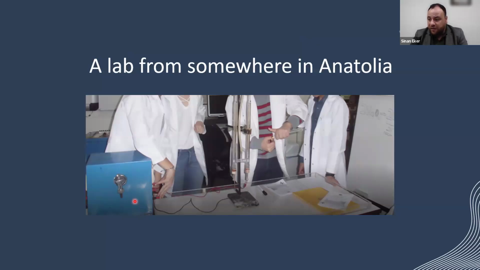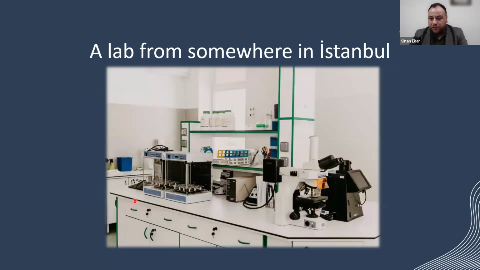This is a lab from somewhere in Anatolia, and this one is a lab from somewhere in Istanbul. We don't know the exact names of the schools, the laboratories, the cities or the countries, but this is a common and general situation all over the world, just like in Turkey. Capitals have more of everything.